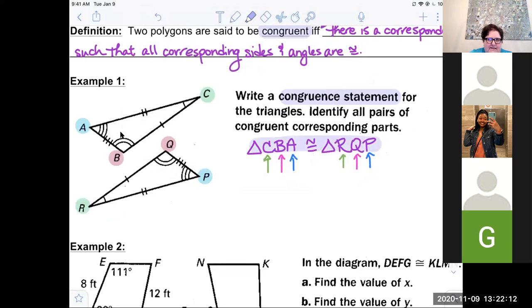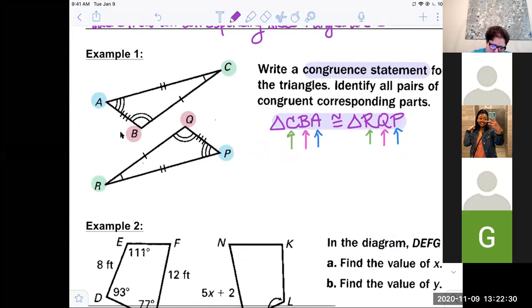So a congruence statement tells you how the vertices match up. Sometimes instead of giving you a picture, they'll give you the congruence statement and expect you to understand that that means that C and R go together and B and Q go together, etc. Now it says identify all pairs of congruent corresponding parts. So that means that since they're triangles, there will be 3 pairs of congruent angles. So angle C is congruent to angle R. Angle B is congruent to angle Q, and angle A is congruent to angle P.